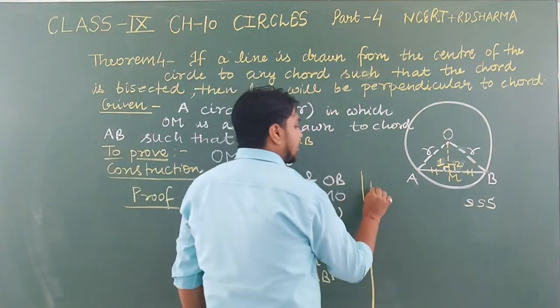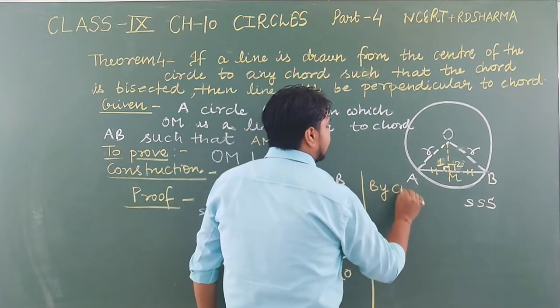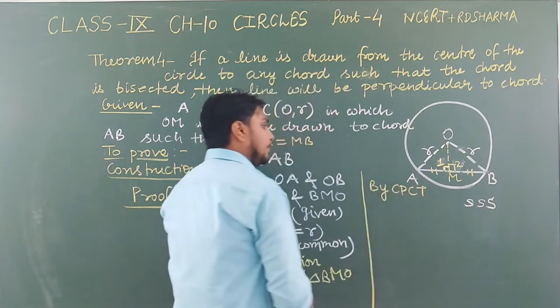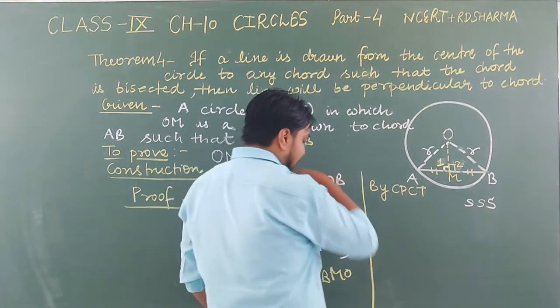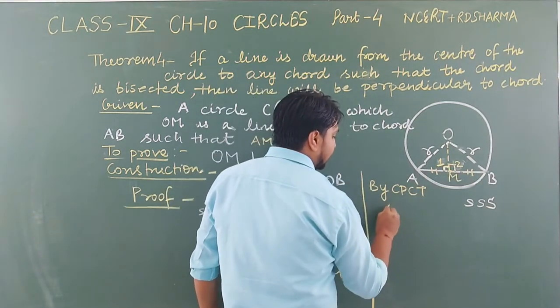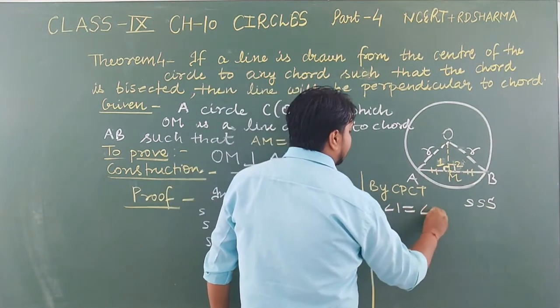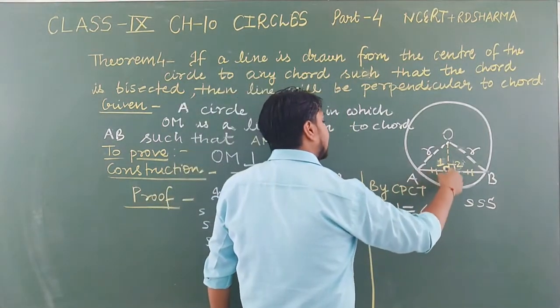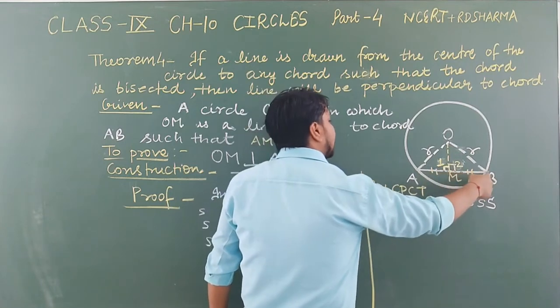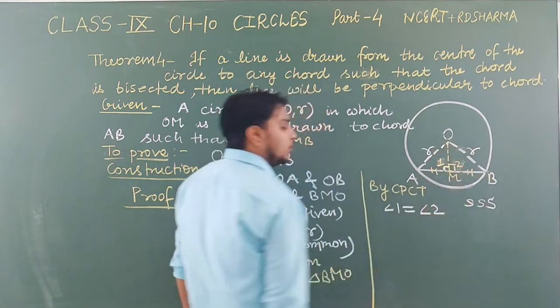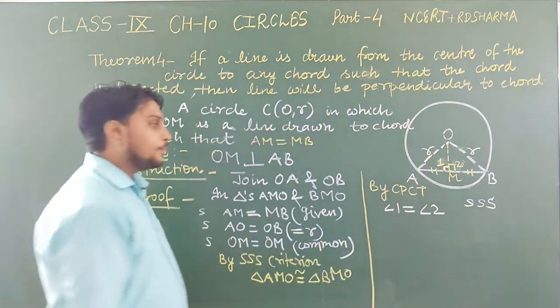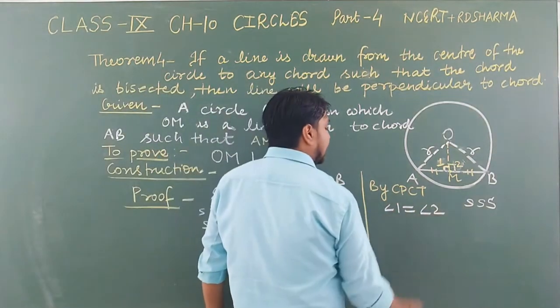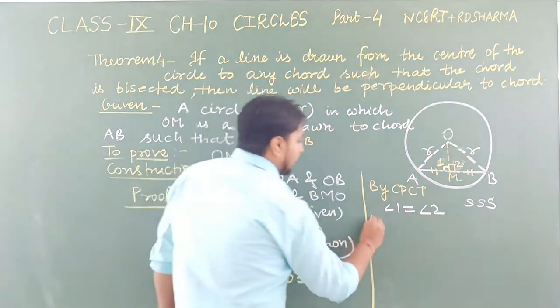Okay, so if these two triangles are congruent, then by CPCT, what we can say? By CPCT, we can say that angle 1 is equal to angle 2. See students, in the figure we have supposed that angle AMO is angle 1 and angle BMO is angle 2. Okay, so here we have got that angle 1 is equal to angle 2.